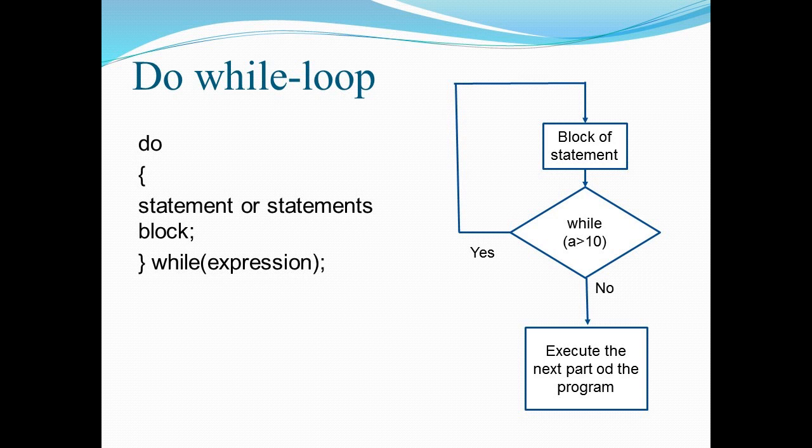Here in the algorithm I have shown it. We have the block of statements and then the condition is checked, whether a is greater than 10 or not. If the condition is yes, this block of statements is executed again and again. Whenever the condition is false, the next block of statements is executed.